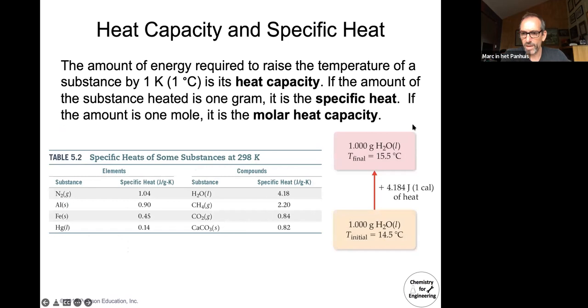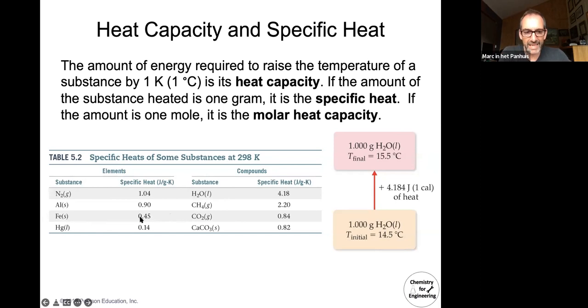So if I go back to what I was saying, let's say you have 1 gram of water, which would be 1 milliliter of water, and you want to raise that from a temperature of 14.5 degrees to 15.5 degrees, you need 4.18 joules of heat. And you can see here other materials. Water actually needs quite a lot of energy compared to methane, carbon dioxide, or even iron, which doesn't actually need a lot of heat.